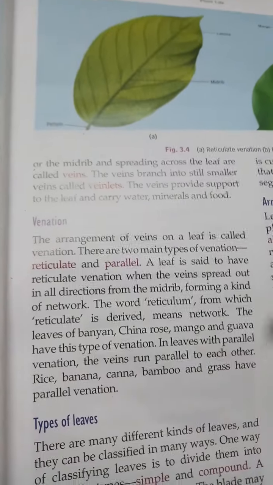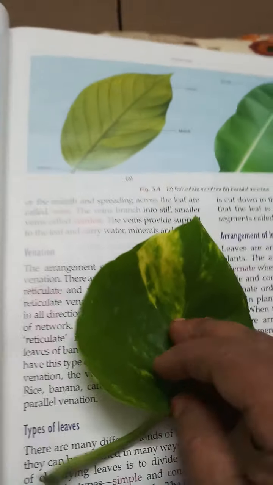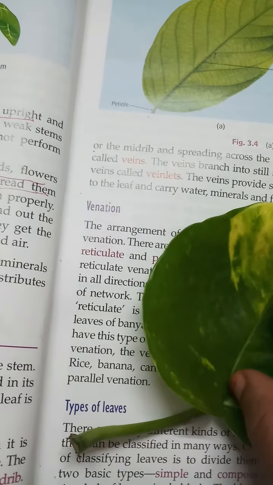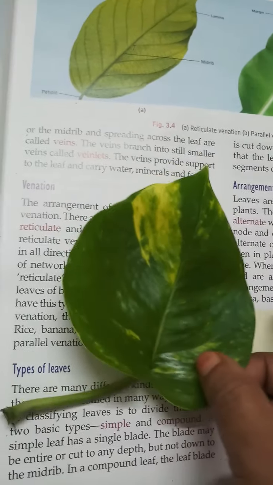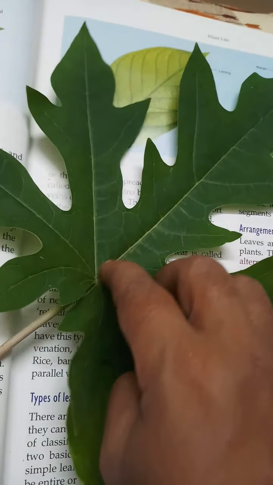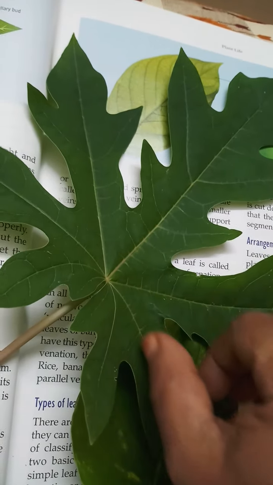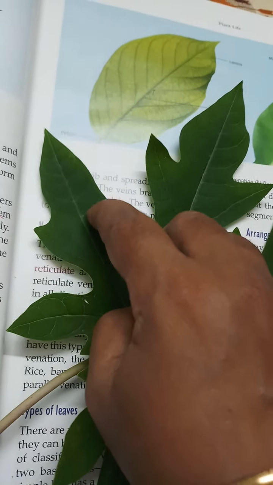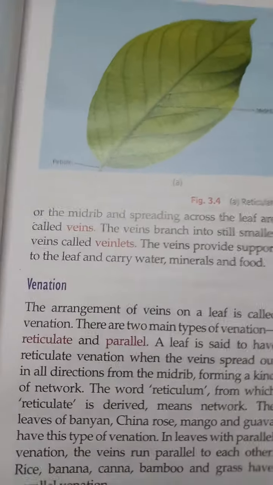Then again, we can see thin lines arising from the petiole. From the petiole a line is arising. This line is known as the midrib. Then again, we can see smaller veins are also arising. Here you can see in this papaya leaf, a midrib is there and many side branches are also arising. From the midrib many veins are arising, and again smaller veinlets are also there. Smaller veins again branch into veinlets.